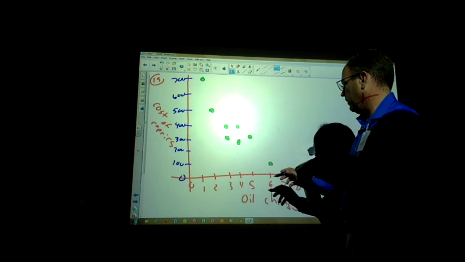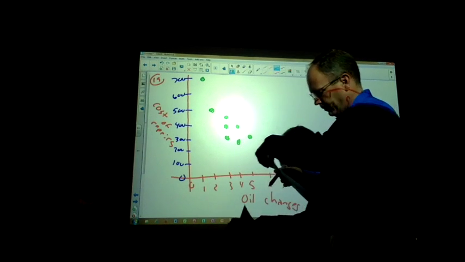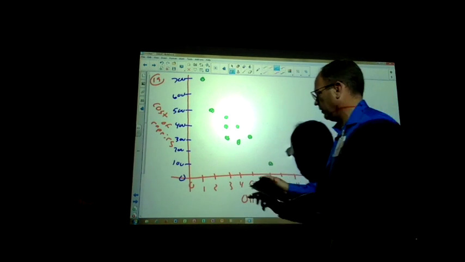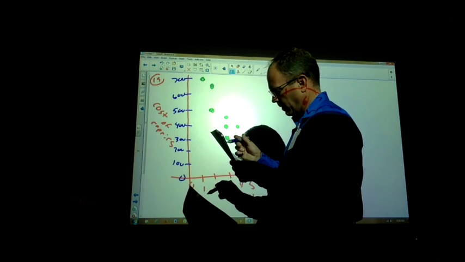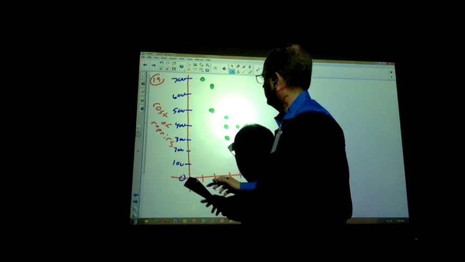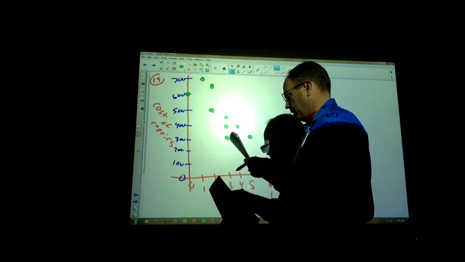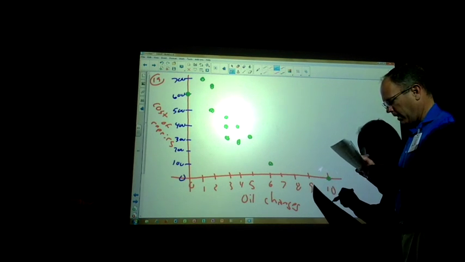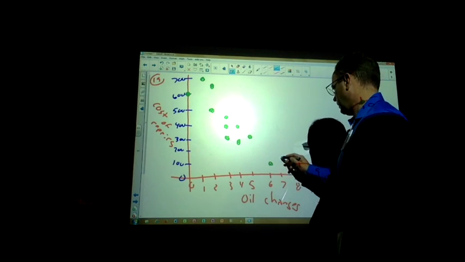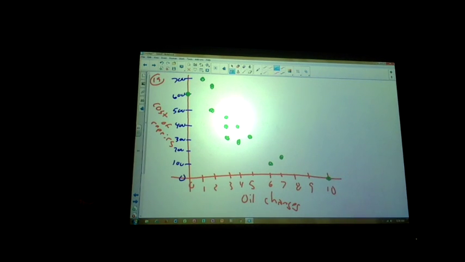3 comma 450. 2 comma 650. 0 comma 600. 10 comma 0. 7 comma 150. Okay, that's pretty ugly looking data.